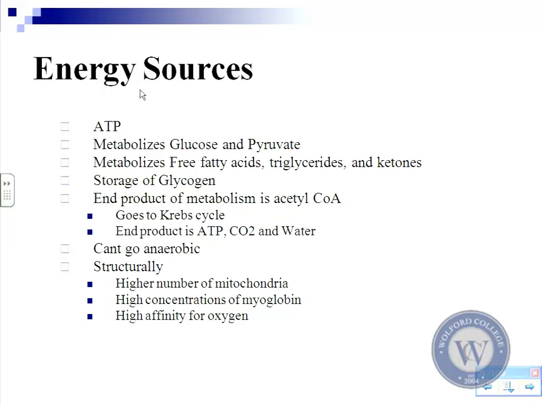ATP is of course what you want. CO2 is a waste product, and water, of course, can be used in cells in other places. But CO2 eventually has to be extracted out. And because the heart is using so much metabolism like this, it produces a lot of CO2. The heart cannot go anaerobic, so it doesn't. It structurally has a higher number of mitochondria and a higher concentration of myoglobin inside of it as well, and has a higher affinity for oxygen as well.